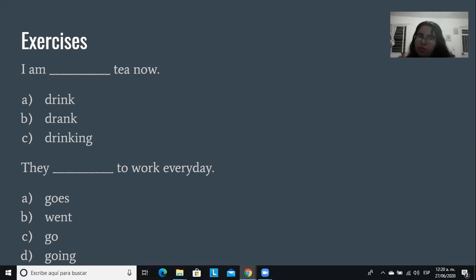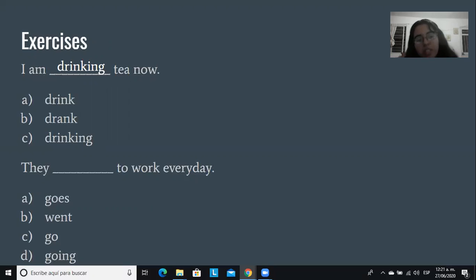So the answer for this one would be I am drinking tea now. First of all, we know this because it says now, so like right now in this moment. And also because it starts with am. If you have am and the next verb, it's going to be drinking, right? Because you don't use those two together in any of the other tenses, only in present continuous. So I am drinking tea now.